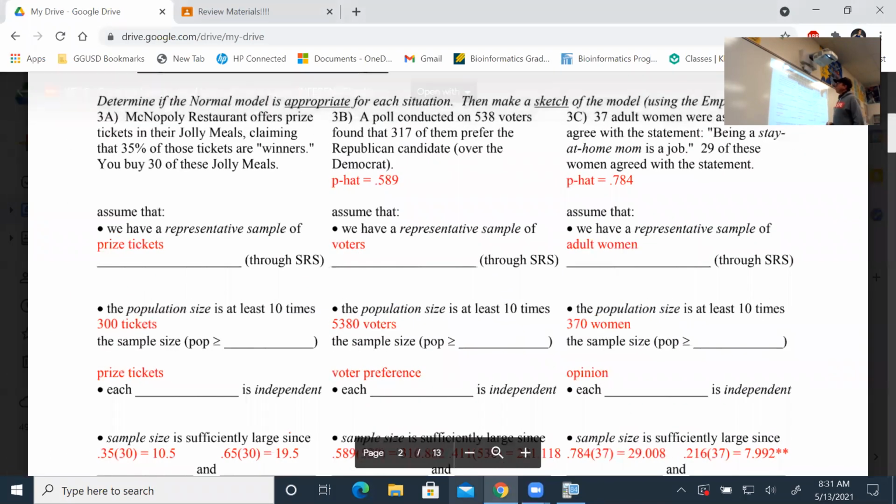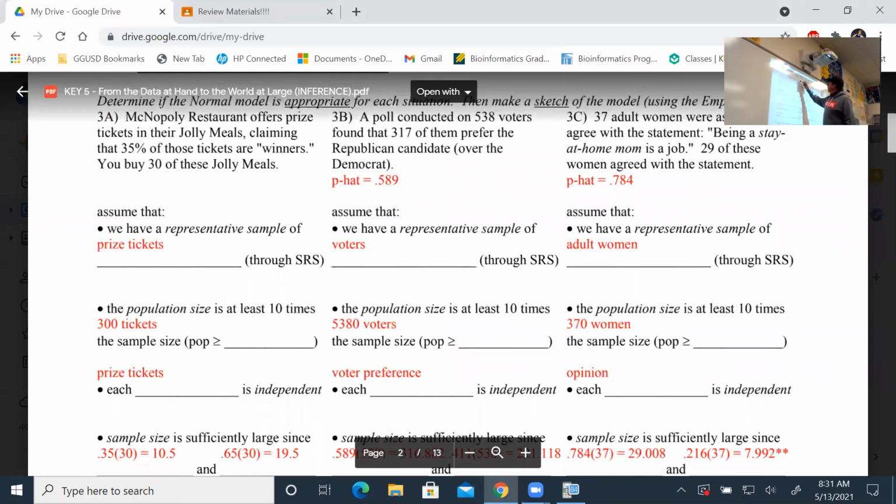Good, there we go. Okay, determine if a normal model is appropriate. All right, so let's just check this out. McNopoly restaurant offers prize tickets for Jolly Meals, claiming 35% of the tickets are winners. You buy 30 meals. All right, this is the SPIN acronym.